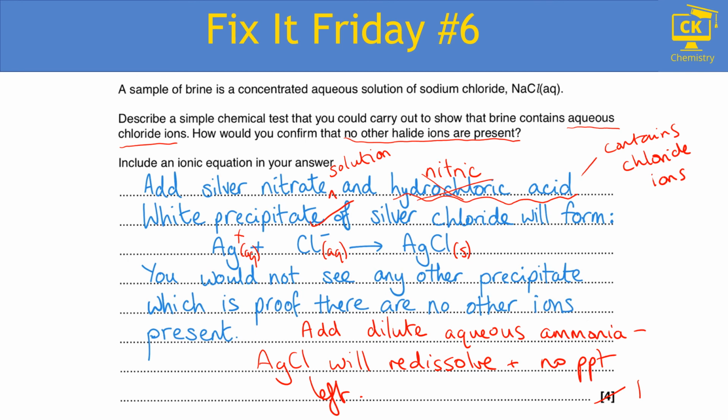There are other ways that you could also say there are no other halide ions present, and that's using displacement. If you had bromide or iodide in the solution and you added aqueous chlorine, then you would see either the orange of the bromine or the brown of the iodine. You would see a colour change from a displacement reaction. So displacement reactions can also be tests for halide ions.